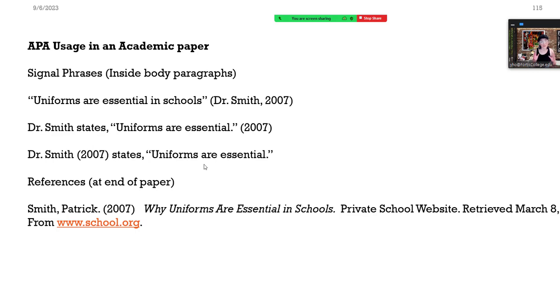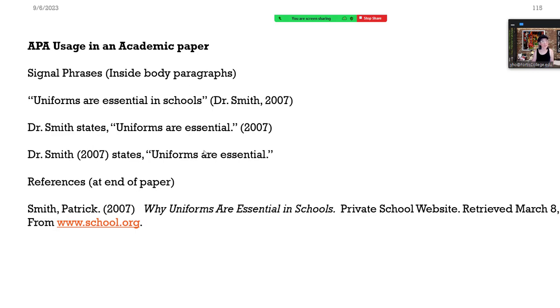Signal phrases. So signal phrases signal to the reader that you're about to start an in-text citation. So as I started this presentation, we use in-text citations in the middle of our paper whenever we have financial, medical, historical, numerical information to give the researcher credit. And then you could have Dr. Smith, you have the author and the date. So here you could have the author here and then the date back here, or you could have the author and the date next to each other.